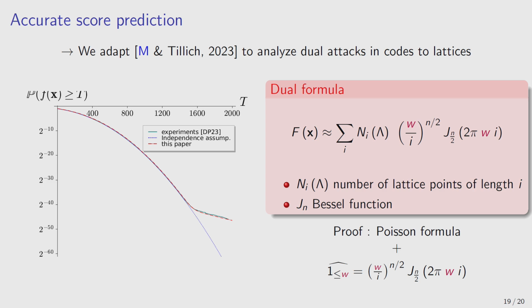As before, we devise a dual formula for the score function. Now it makes intervene lattice points of a certain length and the Bessel function. The Bessel function comes here because to get this dual formula, we use the Poisson formula, plus the fact that the Fourier transform of vectors of length smaller than W is a Bessel function. So it's the equivalent of the Krawtchouk polynomial.